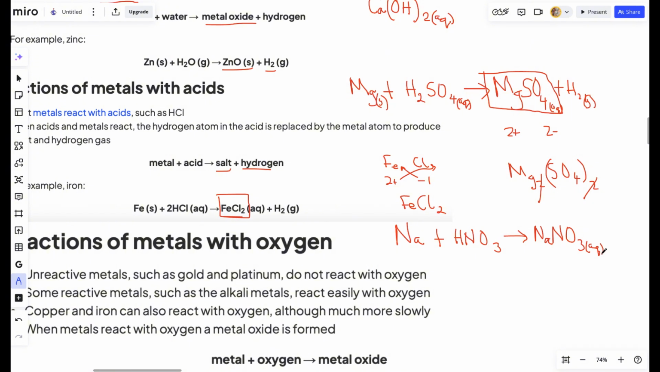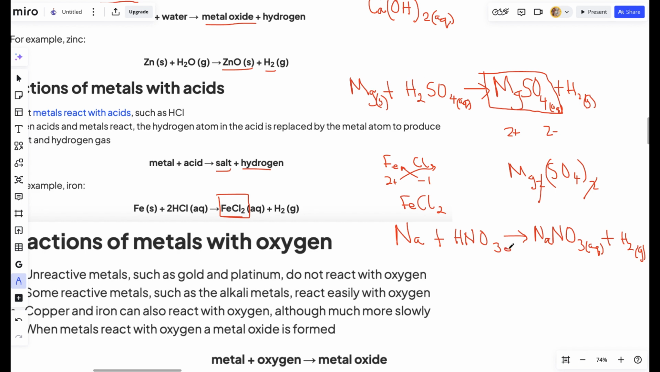And you put the state symbol in the bracket. Then plus hydrogen gas. Hydrogen is a gas, so you put G as the state symbol, H2(g). Okay, you can balance the equation. That's up to you. Balancing of equations is something you should know before now.